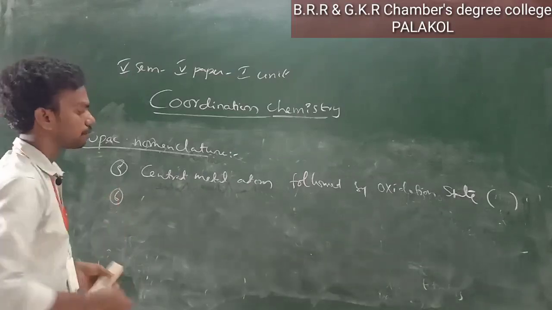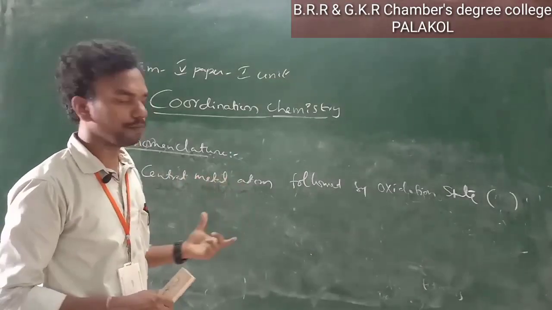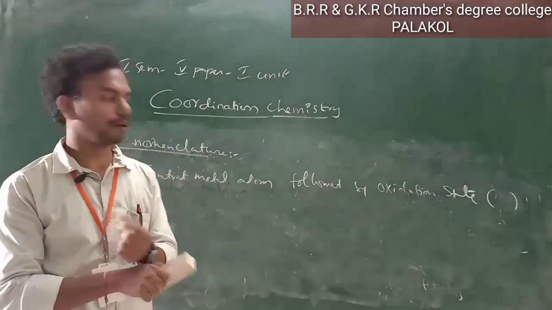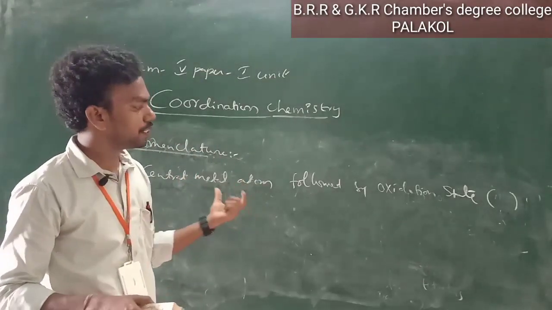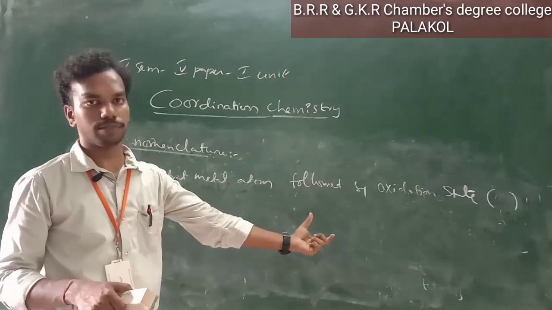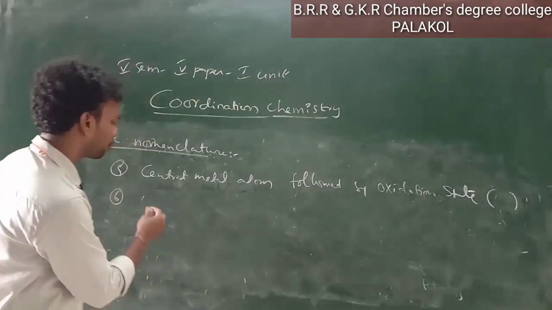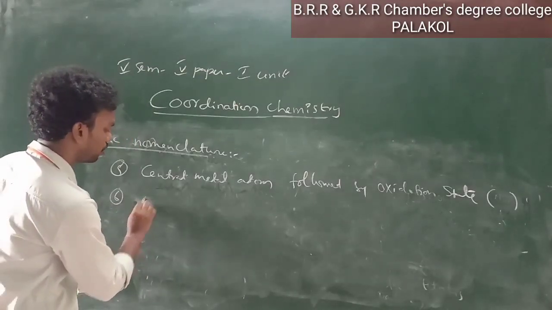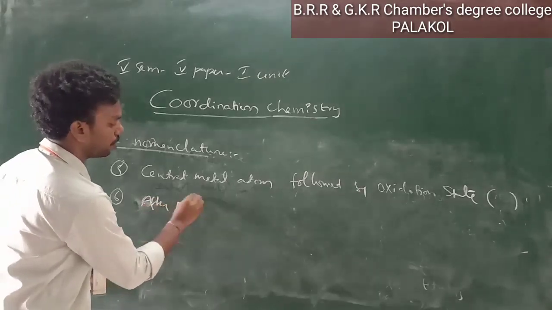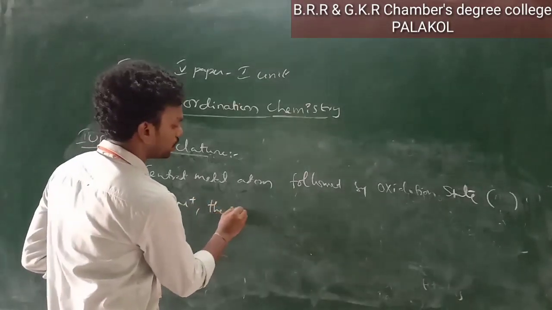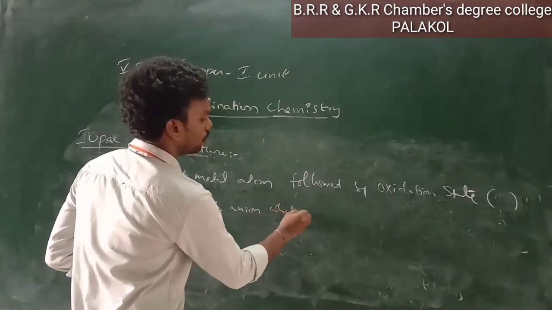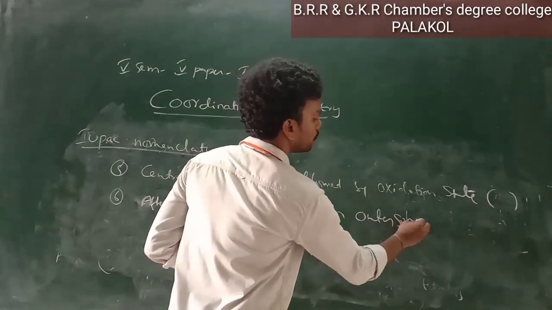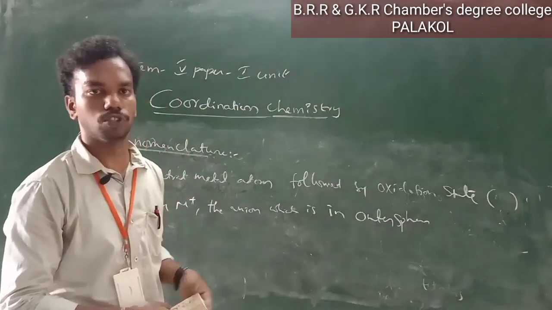And next, after the central metal atom, the coordination sphere name will be complete. Next, the ion which is in the outer sphere, that is the ionization sphere, should be named. After the metal, the anion which is in the outer sphere should be named.